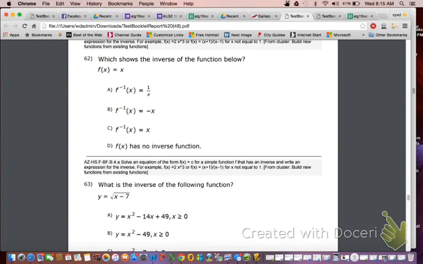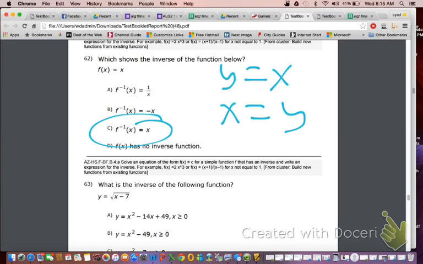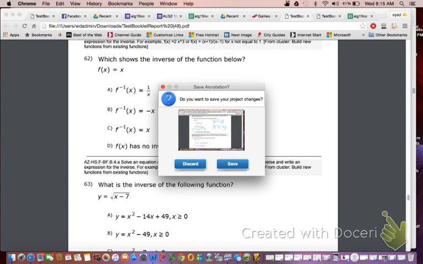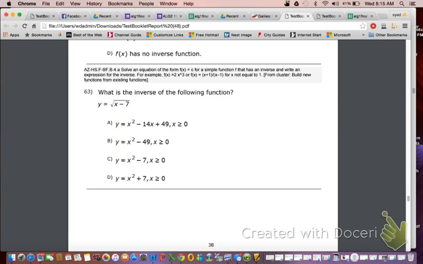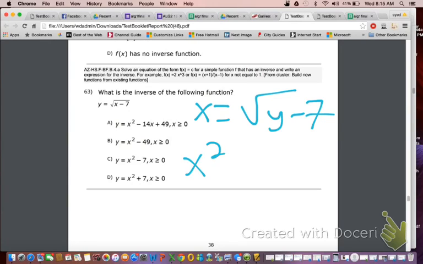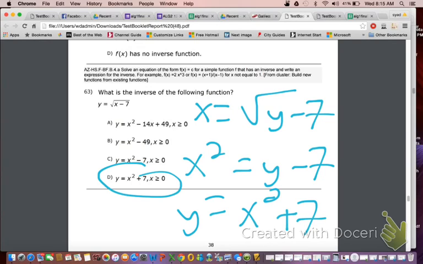Again, let's just follow the steps. Y equals x, we switch them, so x equals y. Oh, but it's the same thing, so it's going to be that, okay? Inverse function, again, follow the steps. We first start by switching the letters, so x equals square root of y minus 7. Square both sides, x squared equals y minus 7, add 7, y equals x squared plus 7. So it has to be that one. Okay, it has to be that one.